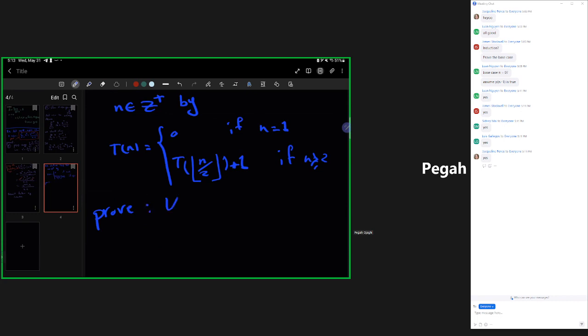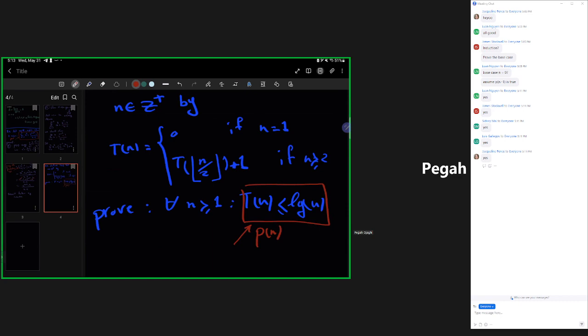Prove that for any n greater than 1, T of n is less than or equal to log of n. So that's the question, and this is going to be considered P of n.